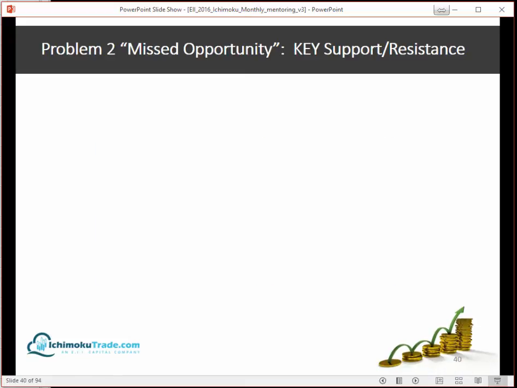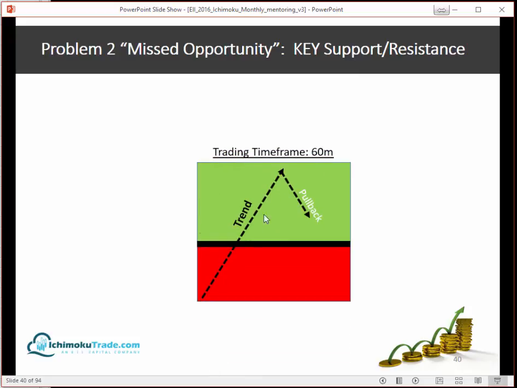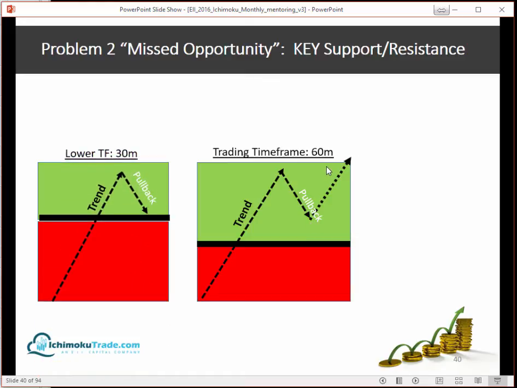The second issue is where you miss out on opportunities. Again, you have the 60-minute trade and a pullback order here. Instead of price getting to the support where you enter the trade, it stops midstream and then takes off. In this example, if you look at the lower time frame, the support was higher on the 30-minute compared to the 60-minute.